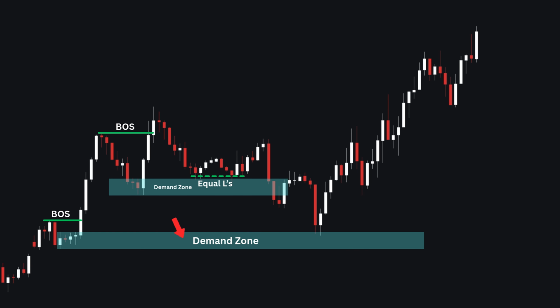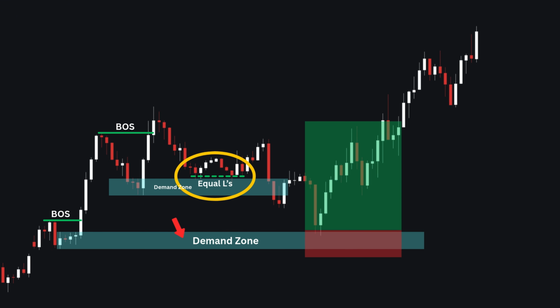But above this demand zone, we have this liquidity sweep pattern. So, I will not recommend you to trade on this zone. You should wait for the price to sweep the liquidity below these equal lows, and then execute your long position in this valid demand zone.